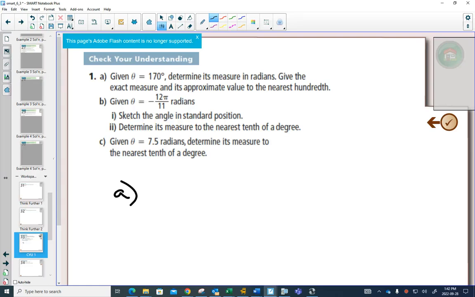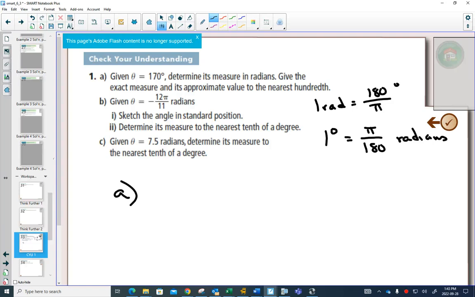Off to the side, I'm going to remind you that 1 degree is pi over 180 radians, and 1 radian is 180 over pi degrees. Those are going to be very important because if you're switching from radians to degrees, you're going to multiply by 180 over pi. If you're switching from degrees to radians, you're going to multiply by pi over 180.